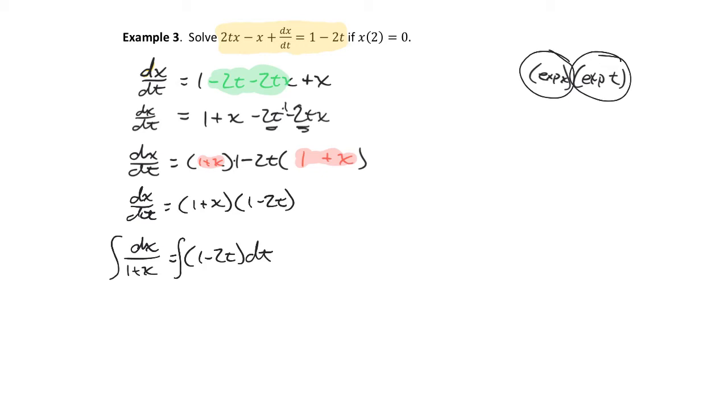Left side, well, it's almost like 1 over x. That would be the natural log of the absolute value of x. But it's 1 over 1 plus x. So would it be the natural log of the absolute value of 1 plus x? Well, let's check it with the chain rule. The chain rule would say it would be 1 over 1 plus x times the derivative of 1 plus x, which is 1. So yes, that works. On the right side, on the other hand, we have t minus t squared. Again, throw your constant in now.